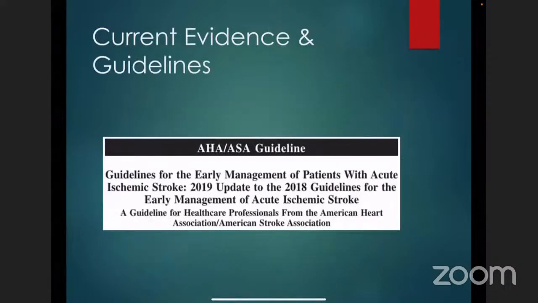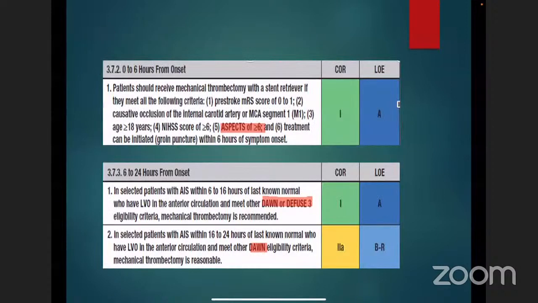What are the evidence or the guidelines for the neuroimaging? In the American Heart Association and American Stroke Association guideline for early management of acute ischemic stroke in 2019, as you can see here, an ASPECTS score of 6 or more is class 1A evidence if the patient presents with less than 6 hours for mechanical thrombectomy. And if the patient presents from 6 to 24 hours, 6 to 16 hours based on DEFUSE or DAWN is class 1A, or from 16 to 24 hours class 2A evidence for mechanical thrombectomy.